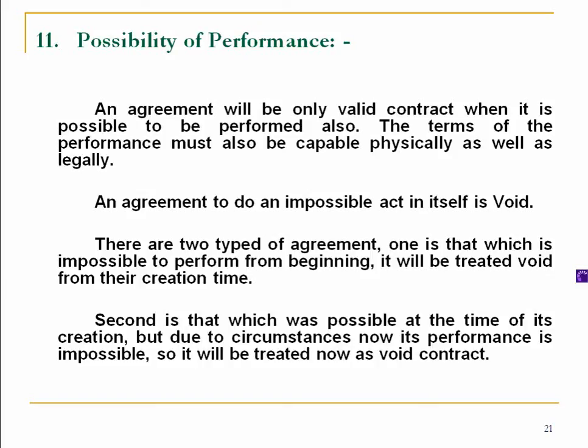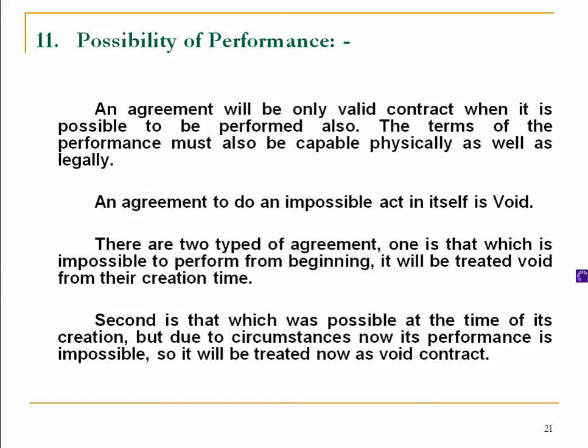It will never be a valid deal. It will remain an agreement only. It will never convert into a contract. There are 2 types of agreement. One was possible at the time of creation, but afterwards it has become impossible. So this was a performance-based deal from the start, but onwards it is now impossible. But if a deal was impossible to perform from the beginning, then it is void from stage 1. So this is the meaning of possibility, meaning you need to perform it physically as well as legally.